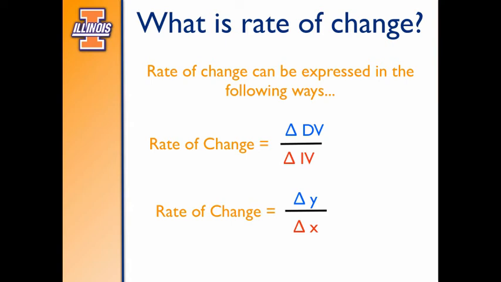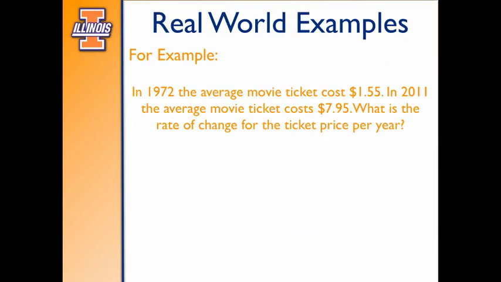So rate of change can be expressed in the following ways. I have delta dV over delta IV and delta Y over delta X. Let's explore how we would use these in a real-world situation. In 1972, the average movie ticket cost $1.55. In 2011, the average movie ticket cost $7.95. What is the rate of change for the ticket price per year?